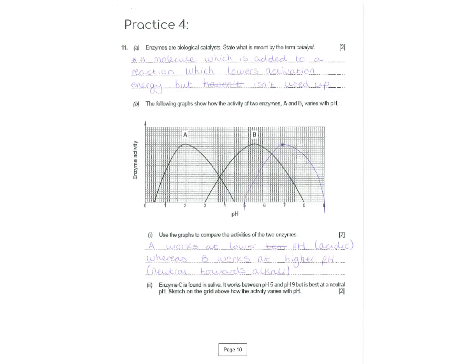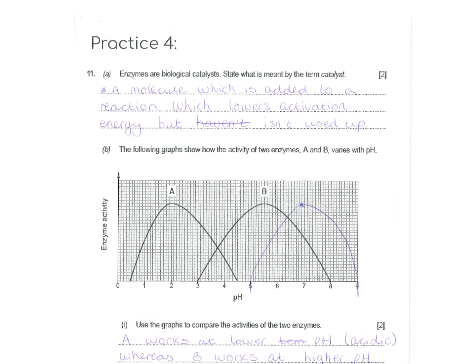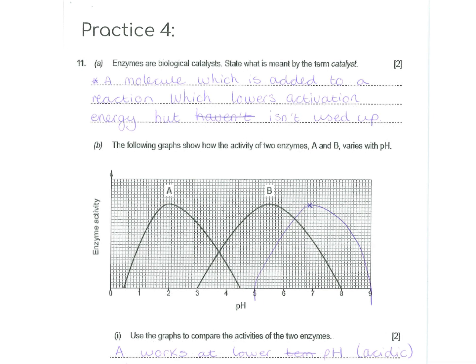Then the next question focuses on the term catalyst. A catalyst is a molecule which is added to a reaction which lowers the activation energy but isn't used up. So the marks there come from lowers activation energy but isn't used up.